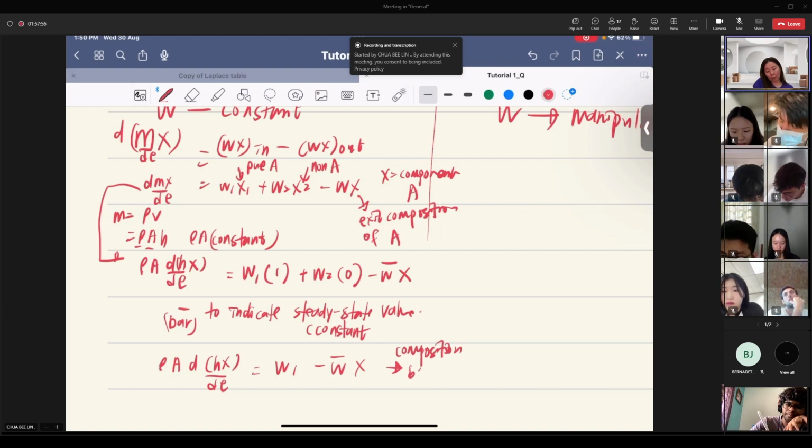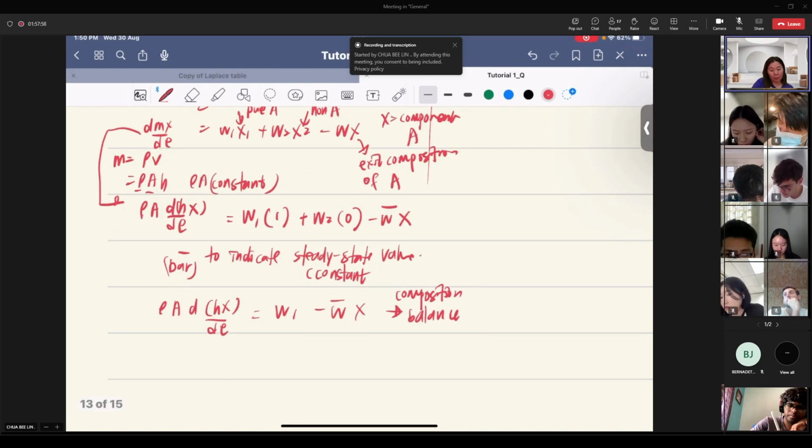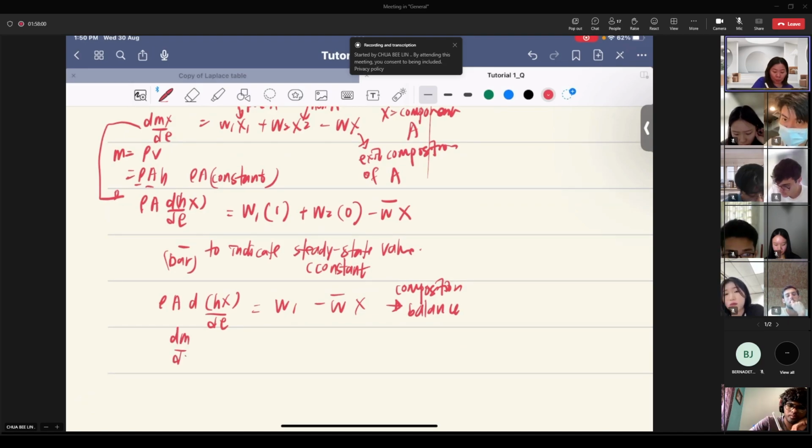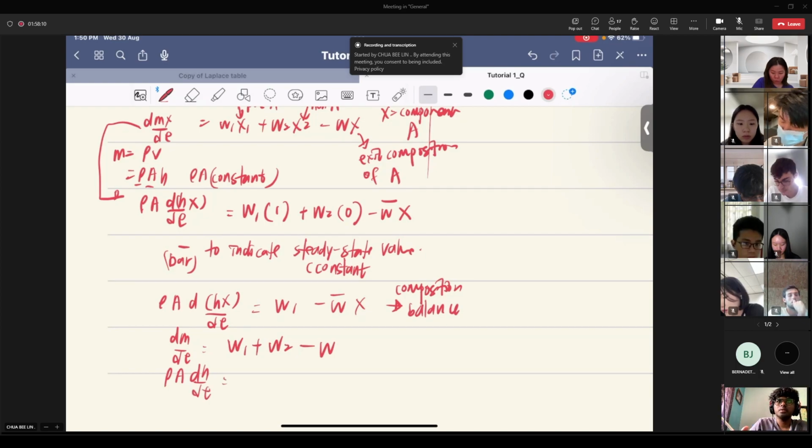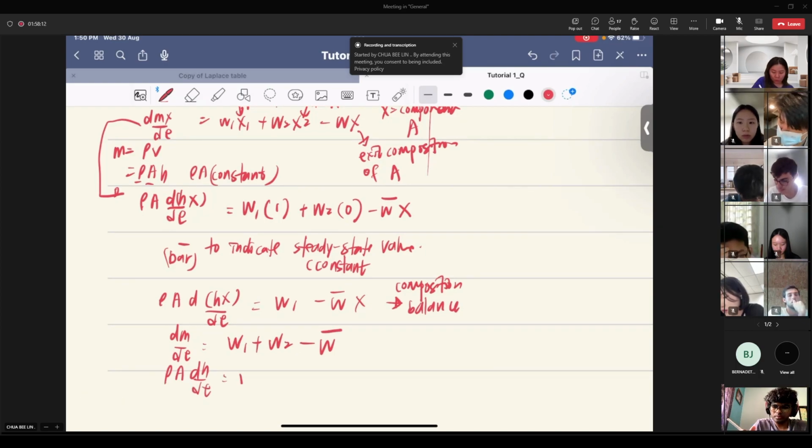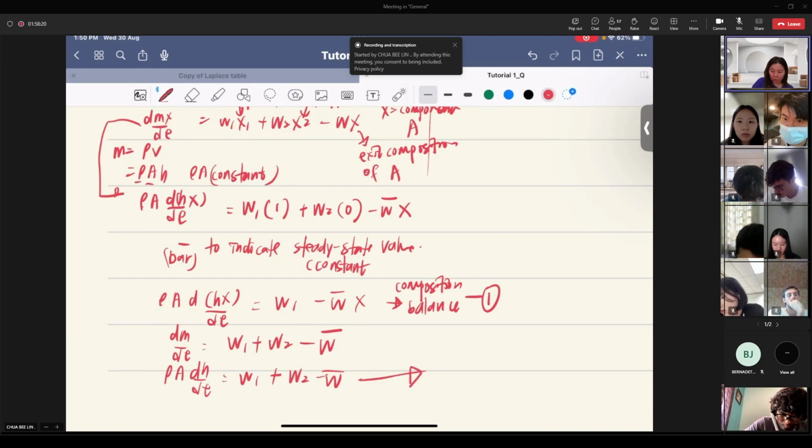And don't forget about your mass balance. dm over dt equals to W1 plus W2 minus W. So rho A dH over dt equals to W1 plus W2 minus W bar, with rho A constant. So you have equation 1, equation 2. So this is the mass balance.